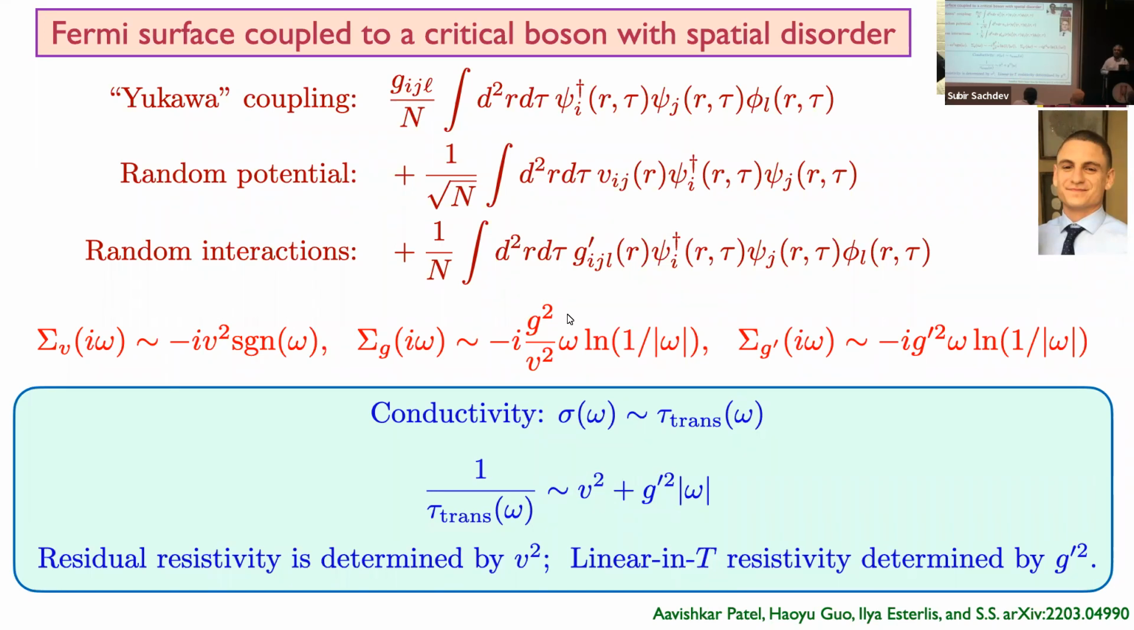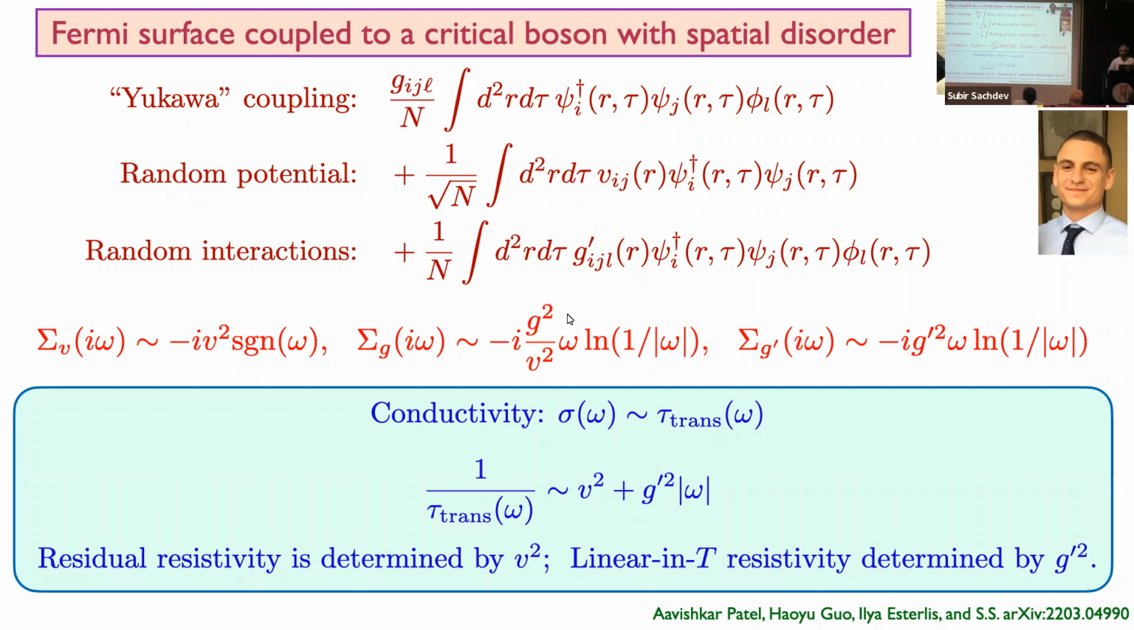Yes? Why can't you just set V equals to 0? You can, but then the resistivity will go to 0 at 0 temperature. You can set it to 0. So yeah, we solve a large N equation for arbitrary values of V, G prime, and G. Of course, to solve them all, you have to do numerics, which is still in progress. So there's various limiting regimes where you can see what things look like, and that's what I'm showing here.